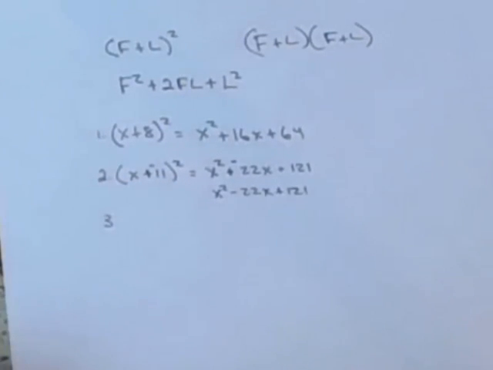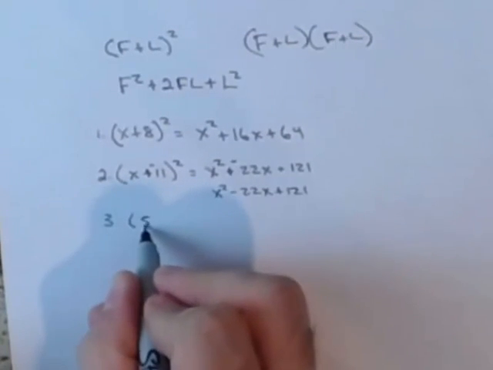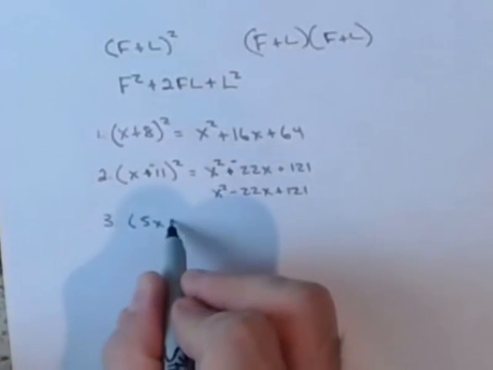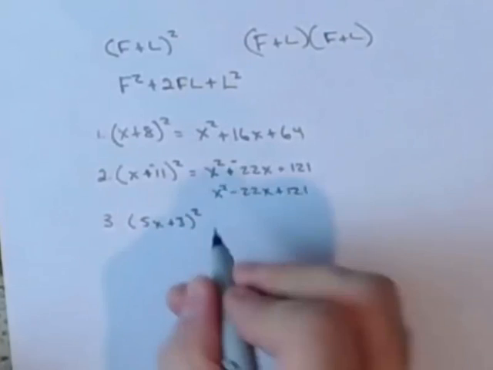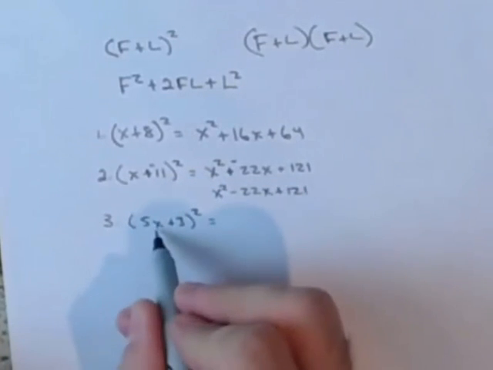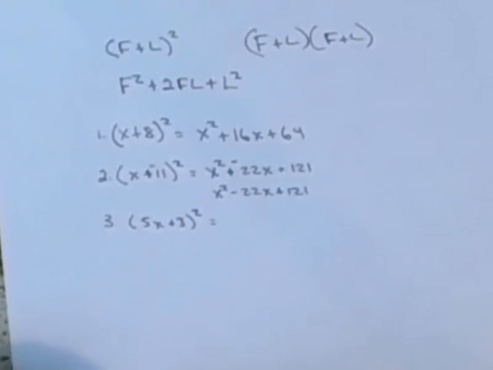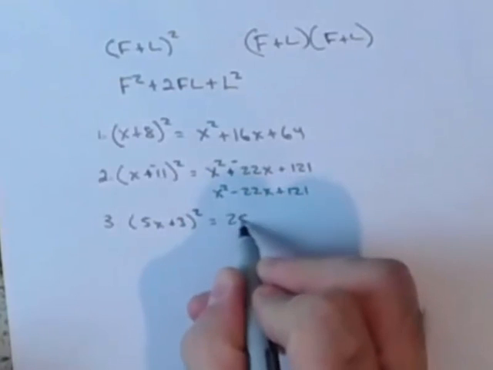Number 3. Quantity 5x plus 3, and that quantity is squared, which is going to be the first term, 5x squared. 5x times 5x. Well, if we just had x, it would be x squared, but we don't. We have 5x. So we have to remember to square the coefficient before the x. 5 times 5 is 25. x times x is x squared. So 5x times 5x is 25x squared.